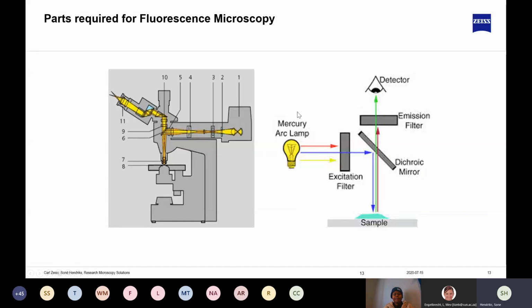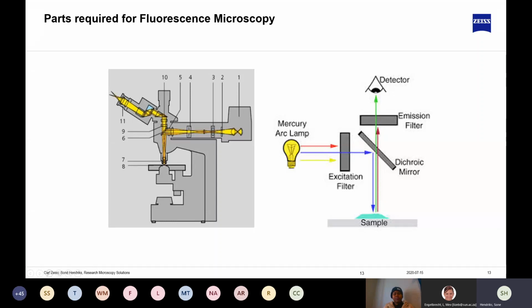So at the back of the microscope we have the lamp house, or the light source. In this case, we have a mercury arc lamp, which gives off all the different types of potential wavelengths that you're going to use for excitation. As the light travels from the lamp through the beam path of the microscope, it would reach a filter cube.